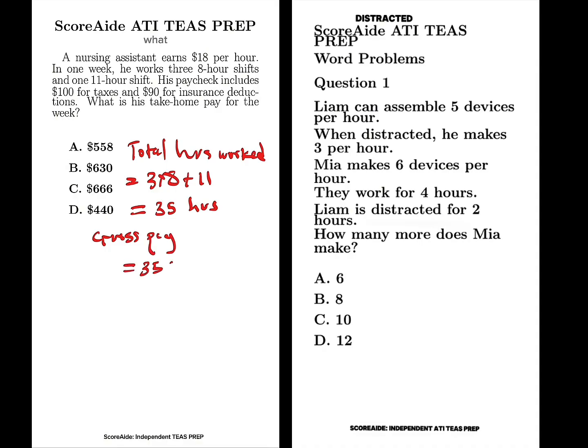35 times what? Times $18 per hour. So which is going to give us what? I think that's going to be $630. That's the gross pay.